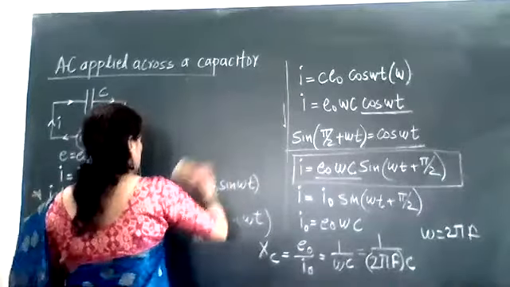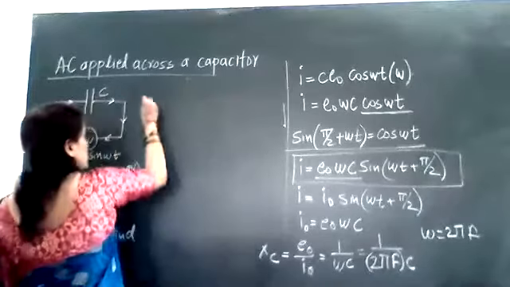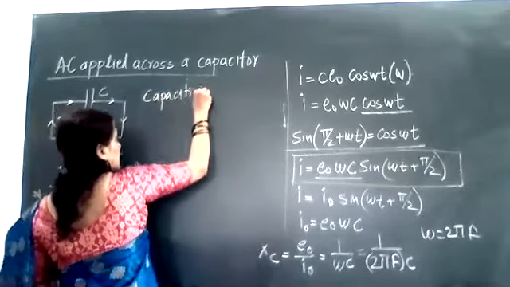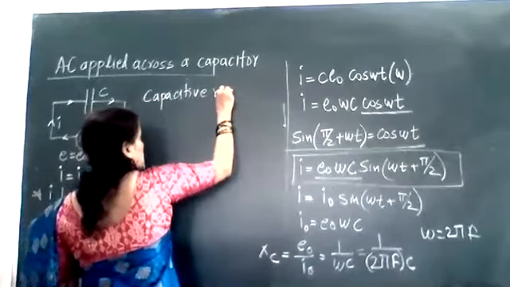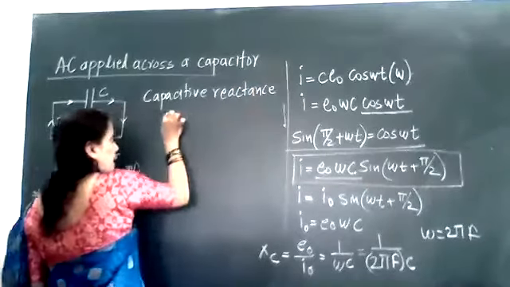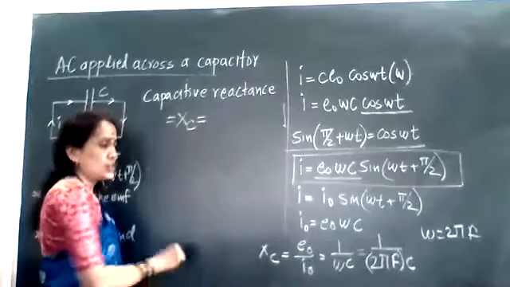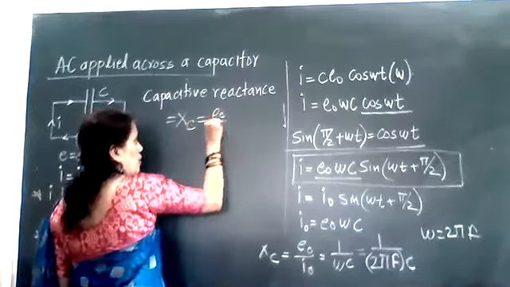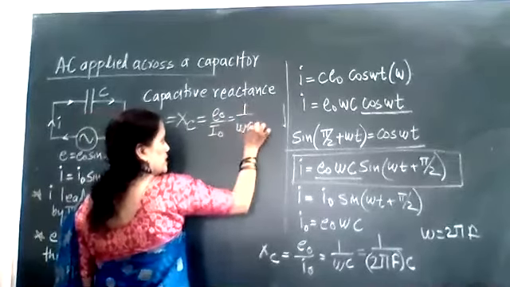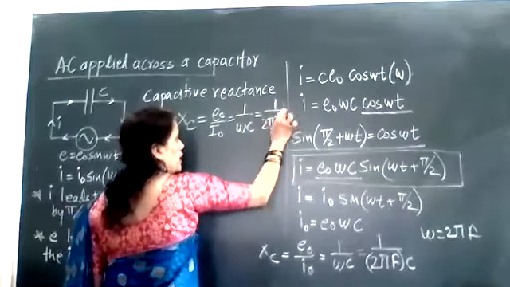The resistance offered by the capacitor is called XC, where XC is your capacitive reactance. So now I am getting the value of capacitive reactance. Capacitive reactance means the resistance offered by the capacitor, which is XC. This XC has a first formula, E0 upon I0. Second formula, 1 upon omega C. Third formula, 1 upon 2 pi f into C.